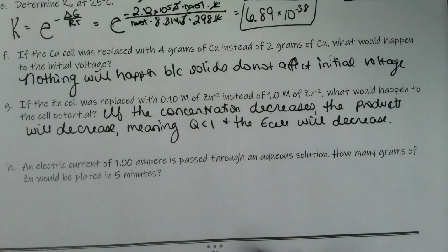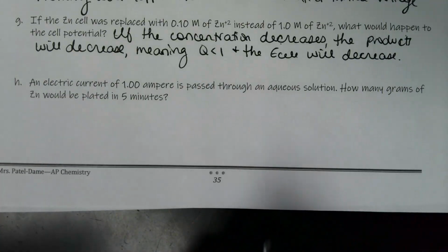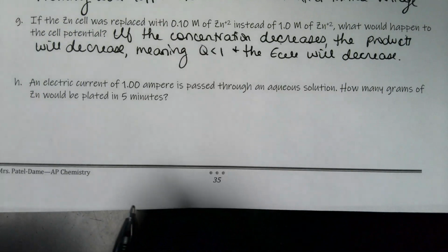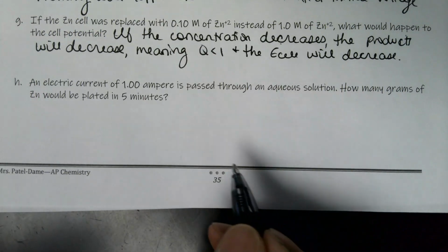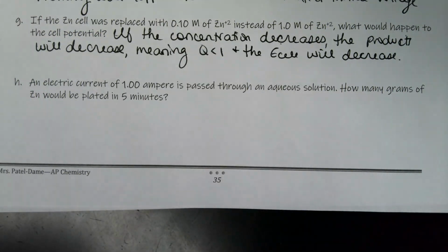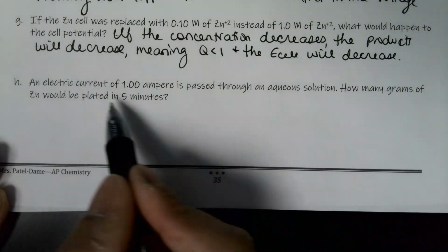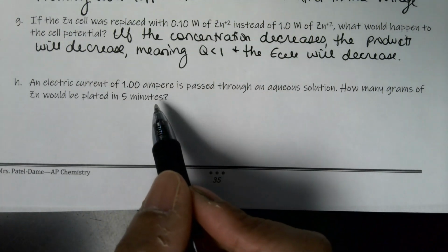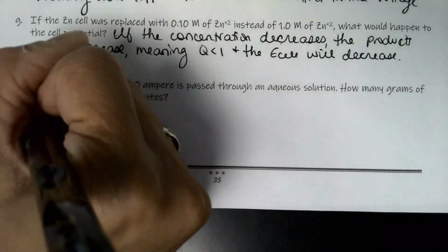All right, and then H. An electric current of 1 amps is passed through the aqueous solution. How many grams of zinc would be plated in 5 minutes? So this time, they're giving us the time. We have to figure out the mass of zinc. So looking at this, I can actually just use dimensional analysis to make this happen.